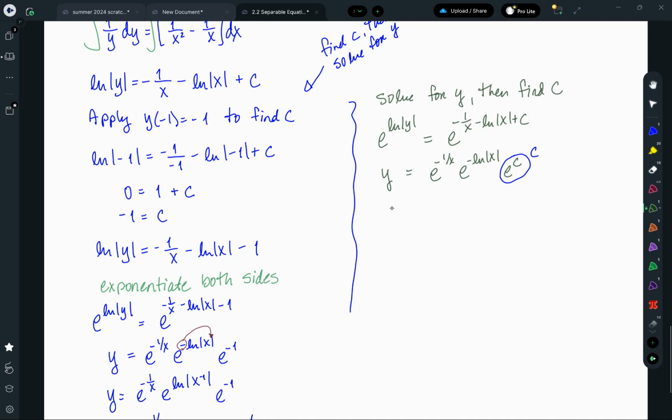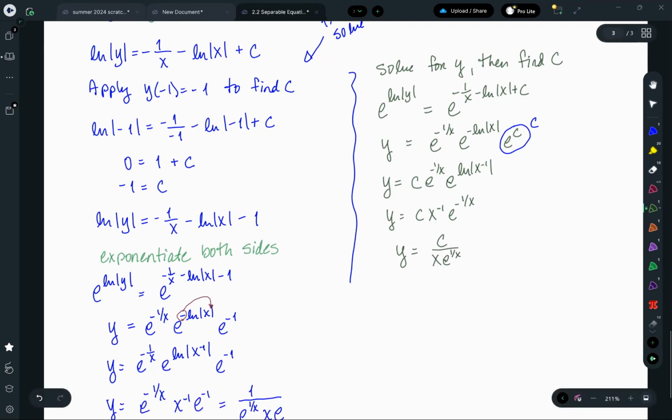It's just a constant. So when I rewrite, I would say y is equal to c e to the negative 1 over x. And then e, I'm going to rewrite this one, to the ln of x to the minus 1. And the e and the ln would undo each other. So y would be c x to the minus 1, e to the minus 1 over x. And rewrite one more time. y is c over x e to the 1 over x.